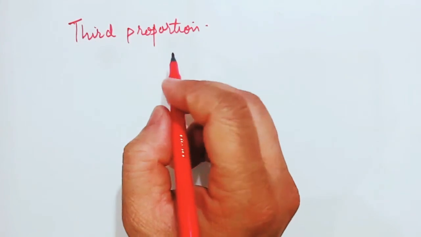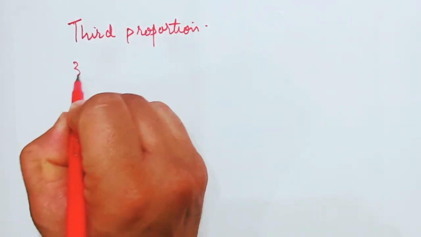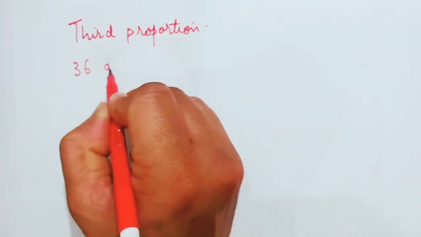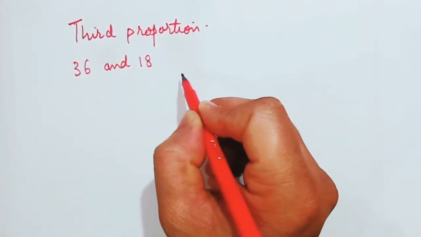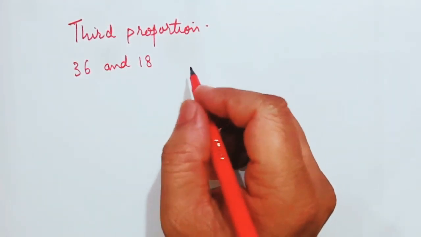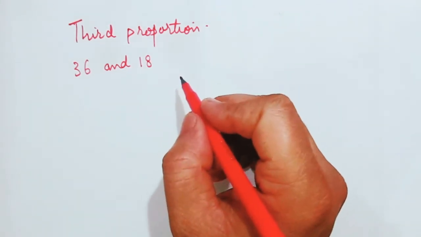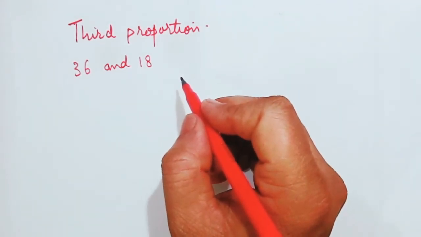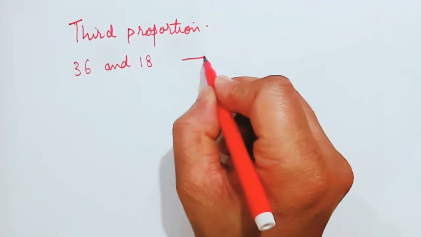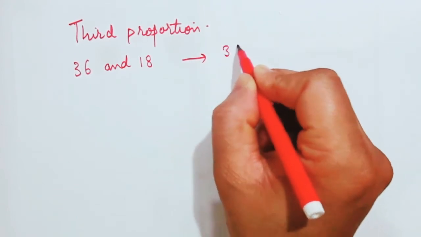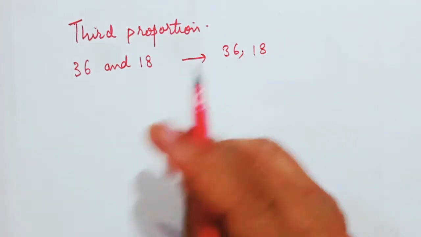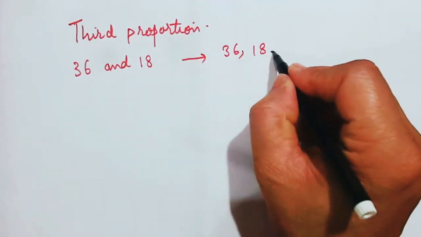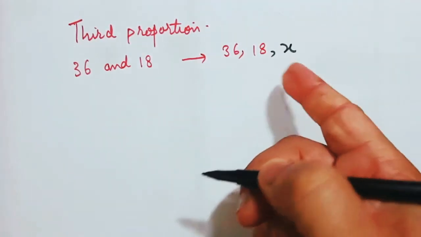Third proportion, 36 and 18. You have been given two numbers, 36 and 18, and you are being asked whether you can find the third proportion. Yes, of course you can find it. Your numbers are 36, 18, and the third proportion is your x. This is the third one.